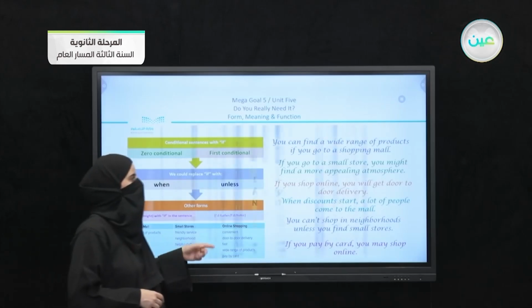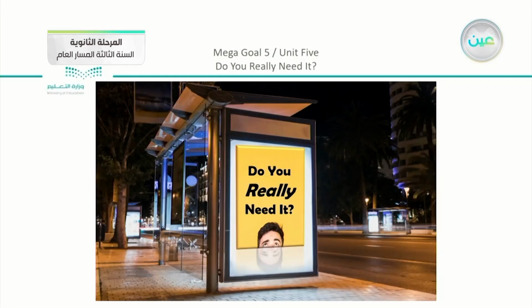So this is the lesson that we have studied before, which is the form, meaning, and function lesson. Now we are going to go back to our basic topic. We have here, do you really need it?